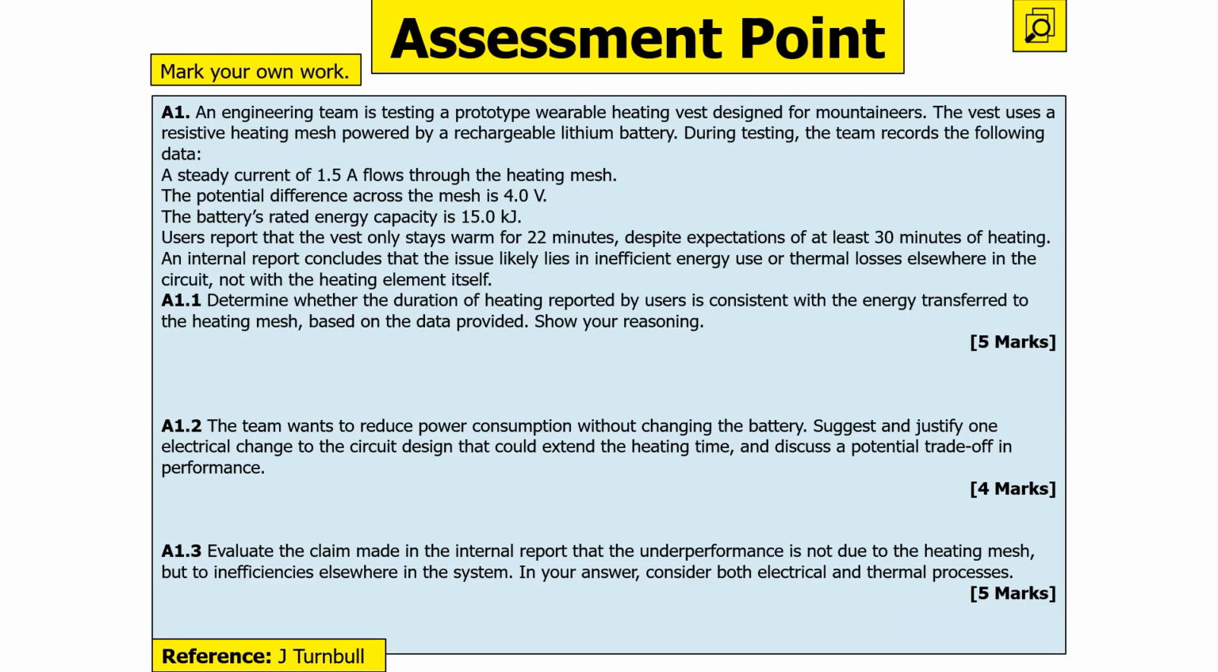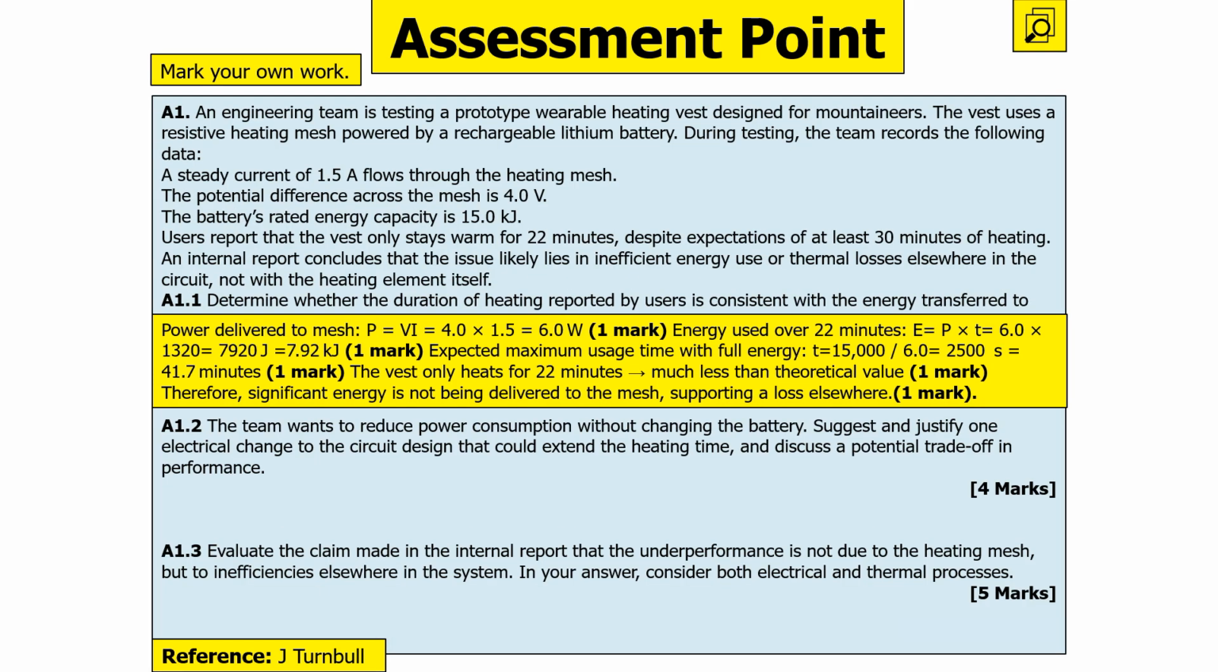Right, in this first one, let's work out the power delivered to the mesh. P equals VI, 4 times 1.5, it is 6 watts. Now the energy used over 22 minutes is E equals P times T, so it's 6 times 1320, which is the number of seconds in 22 minutes. So it's 7.92 kilojoules. Now the expected maximum usage with full energy: the time is going to be equal to 15,000, the energy capacity, over 6, which is the power.